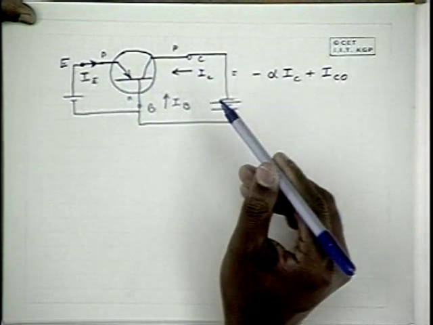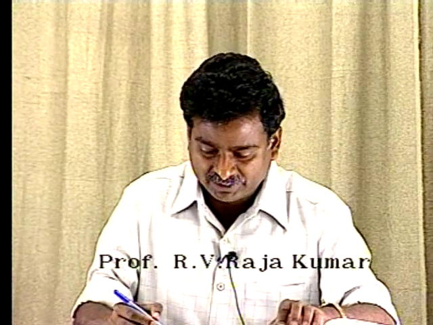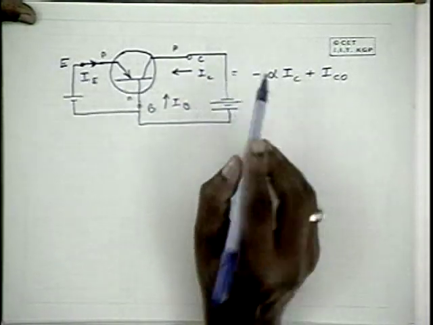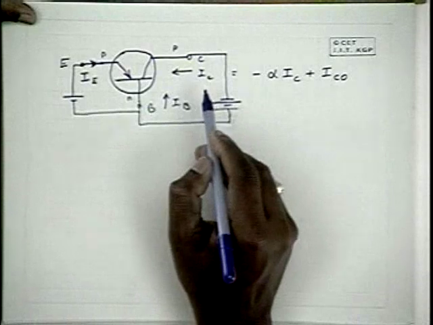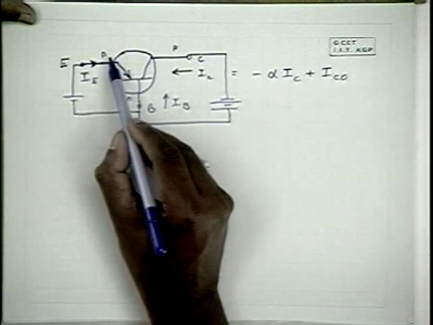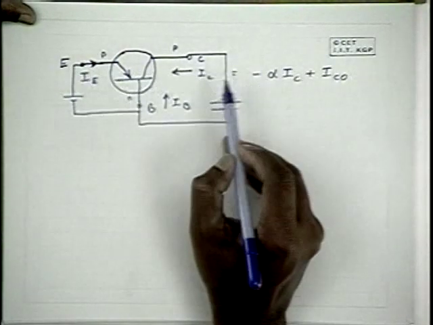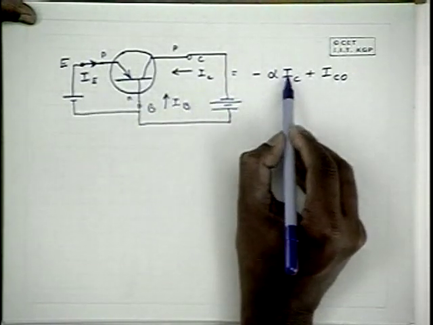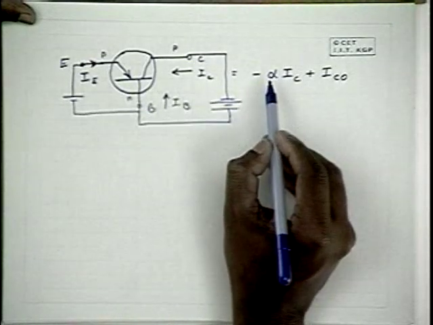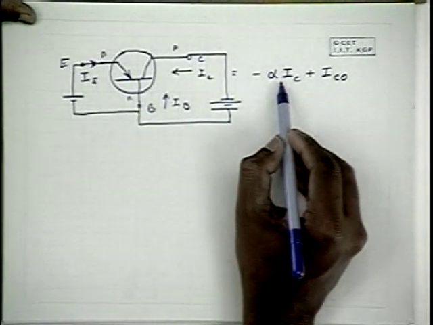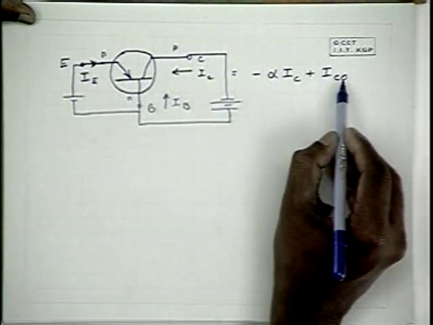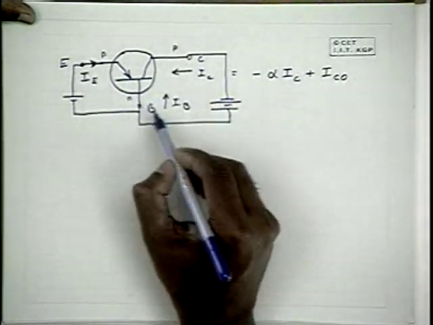Since the notation we follow normally is as shown here, the current entering the node is denoted by the symbol IC. The actual current is flowing in this direction. As a result, IC is going to be negative. Therefore, IC is equal to minus alpha IE, where alpha is of the order of 98 or 99%, or 0.98 or 0.99, plus IC naught. IC naught is the reverse junction current.